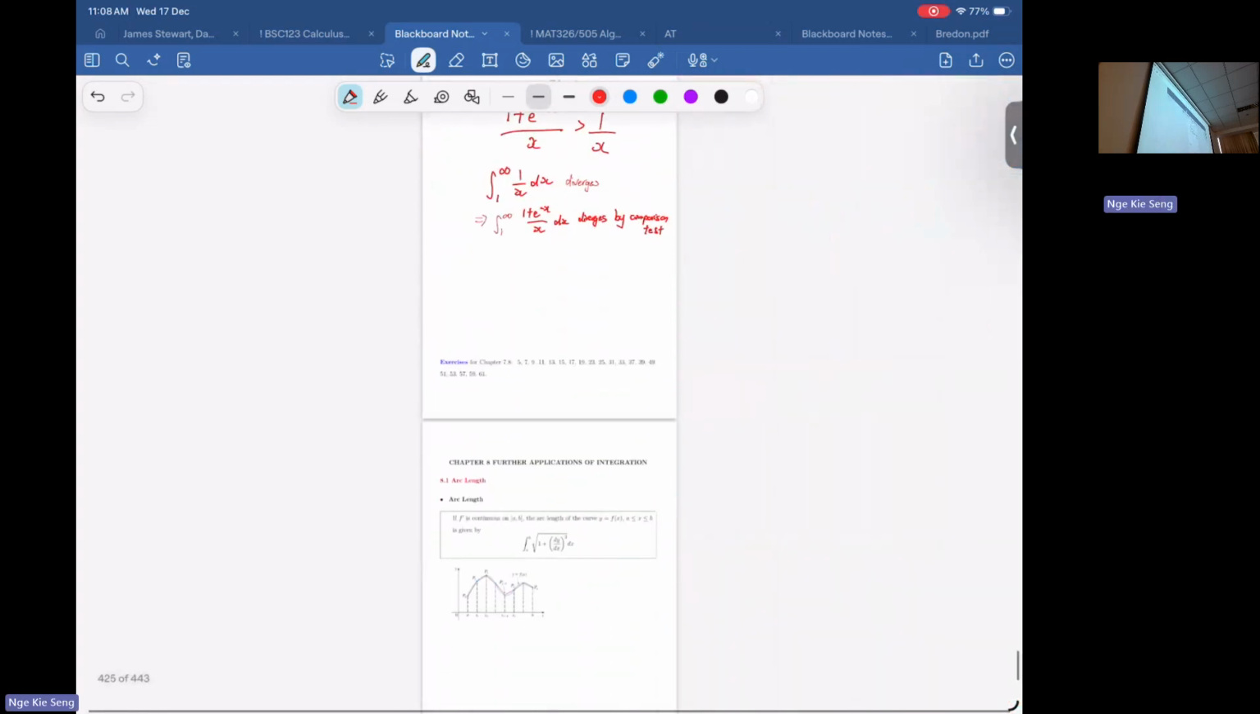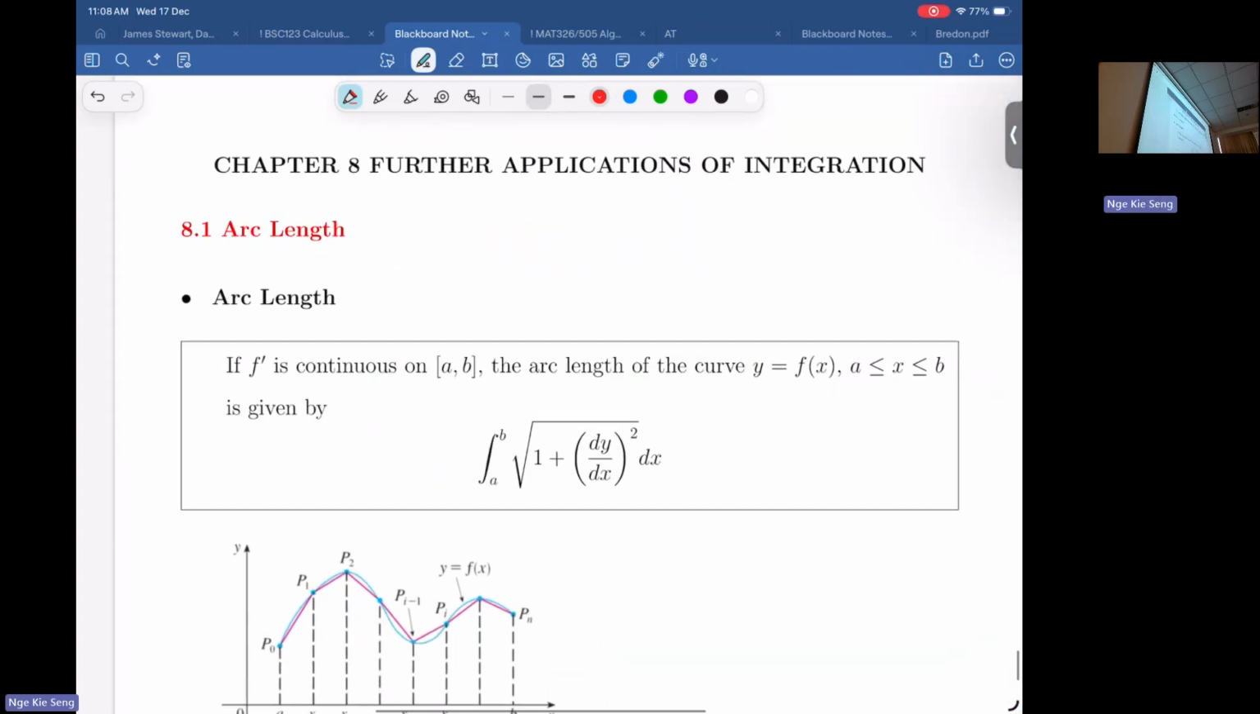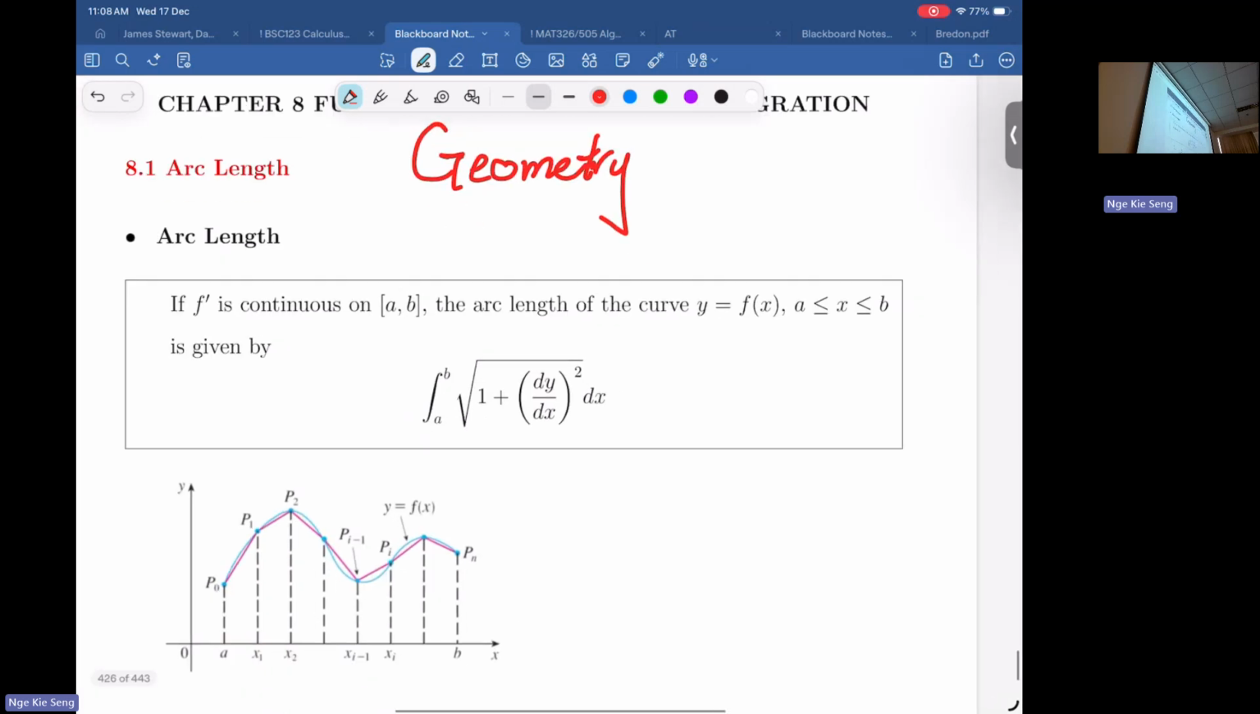All right. Next part, we will have further application. This application will be an application in geometry again. So we are counting lines here. For example, we can compute the arc length of a curve. So what you should imagine is this blue line here.